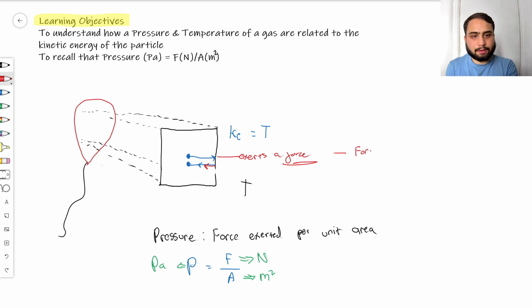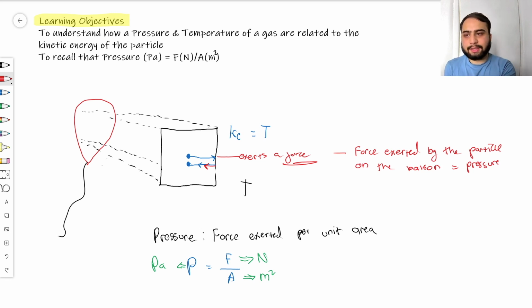Force exerted. So remember, exerted means to do upon, right? Force exerted by the particle on the balloon, I hope I spelled that right, is equal to the pressure. Now let's have a look at the link between temperature and pressure, right? So let's do that over here.